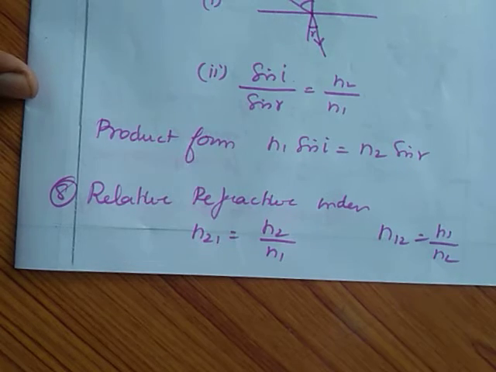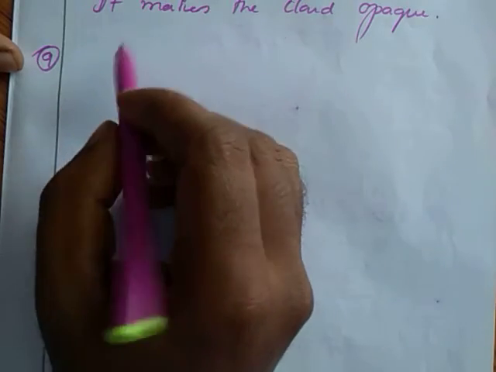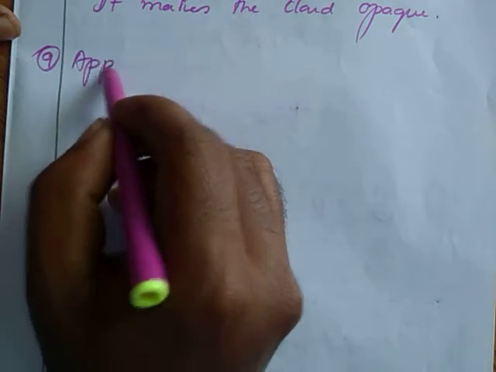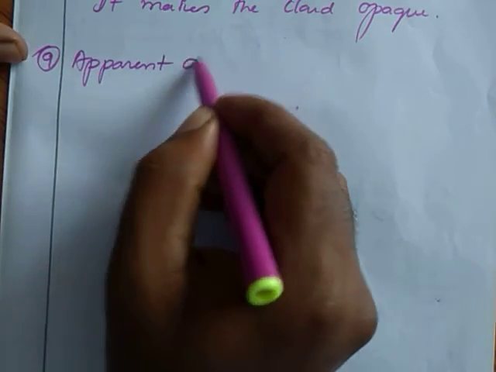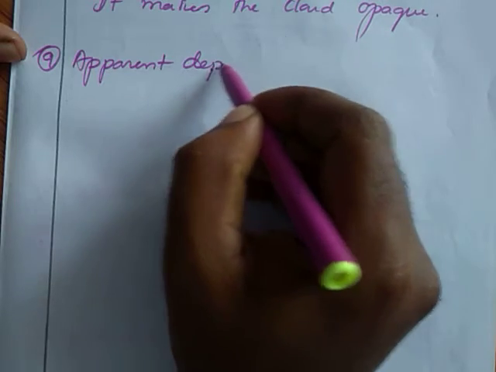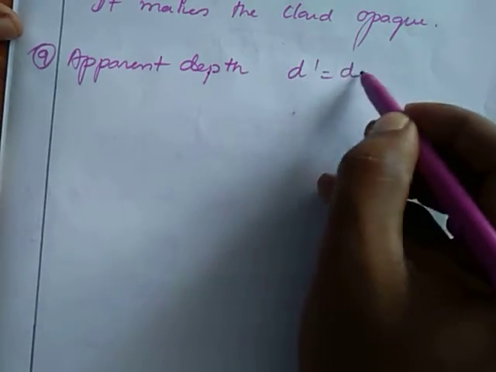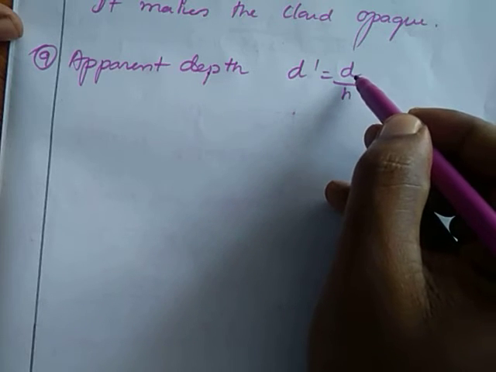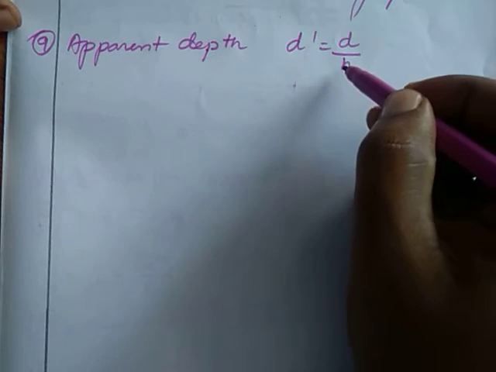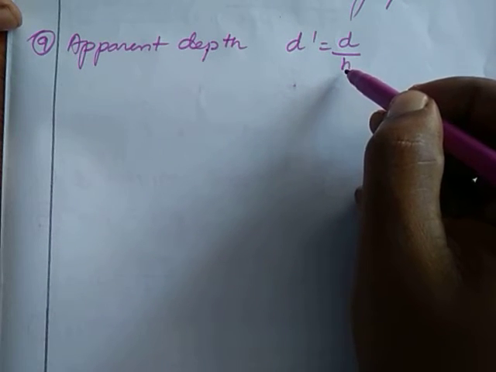Okay, then apparent depth. Equation for apparent depth, that is d dash is equal to d by n. Here d is the actual depth and n is the refractive index of the medium.